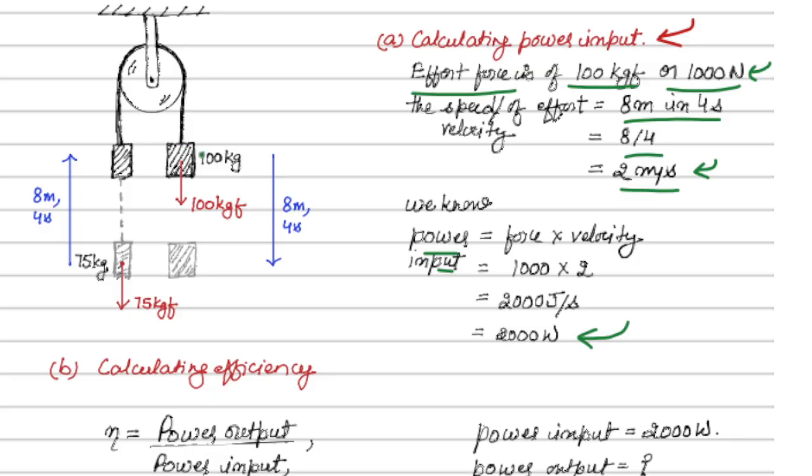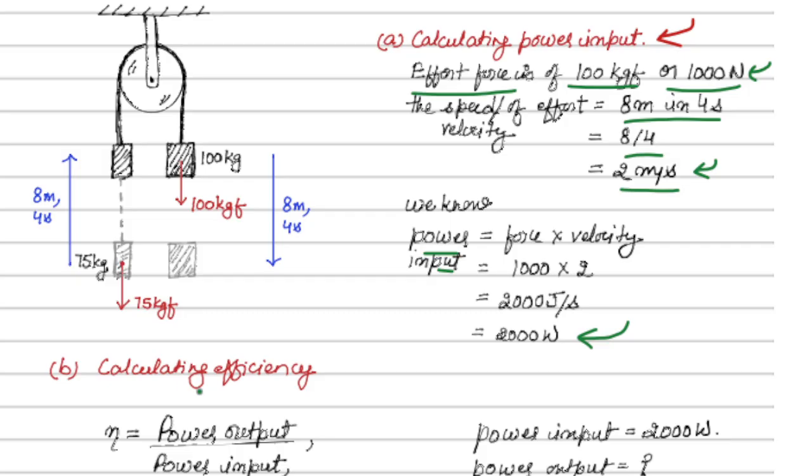So this is the 100 kg diagram and we are pulling it downwards. It travels 8 meters in 4 seconds. So we know the velocity of it, which was 2 meters per second. And then we multiply by this force. Force into velocity, we will get the power input.